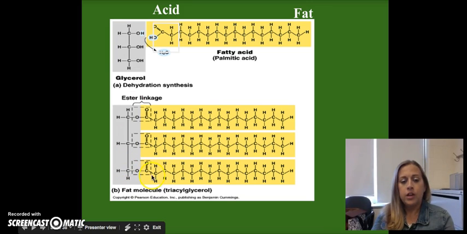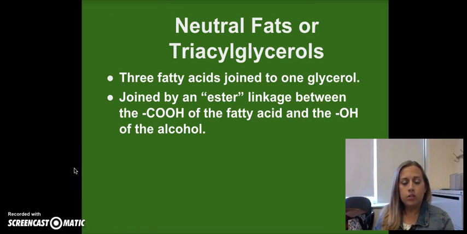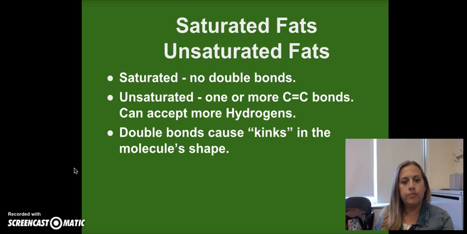And down here, you are looking at a triacylglycerol, so you've got three fatty acids attached to one glycerol molecule. So triacylglycerol is, again, when you have three fatty acids joined to one glycerol, and the bond that joins them together is called an ester linkage, and that happens to occur between the carboxyl group of the fatty acid and the hydroxyl group of the alcohol, or the glycerol.